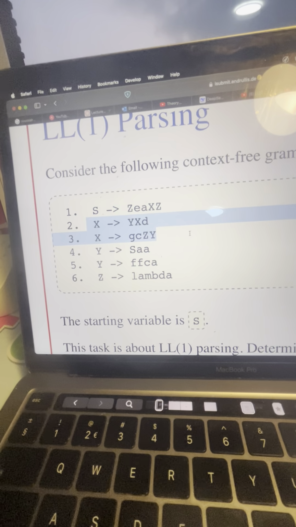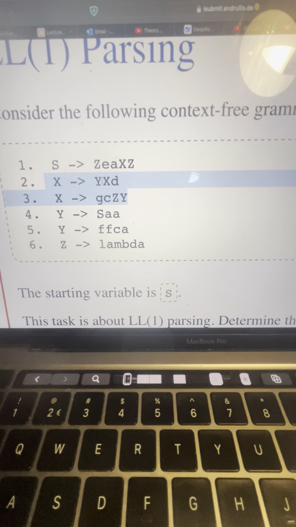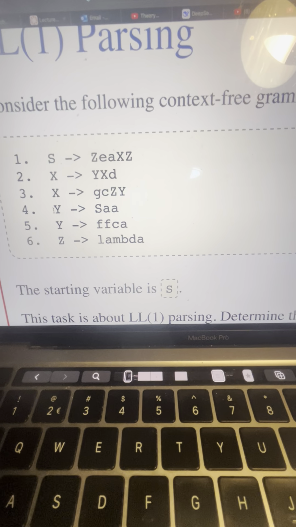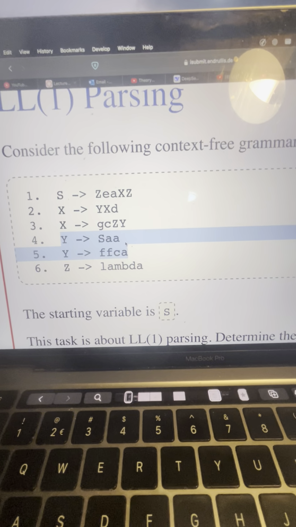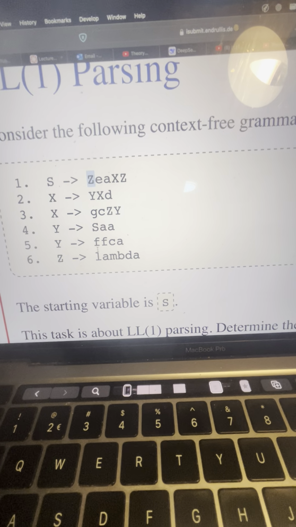Then we go to the X, okay, the X is only these two, it's G, so we can write G, it's small letter, and we have Y. So we go back to Y, first of Y is F, so we write F again, and then we go to S again, which we already have. We go to S is Z, we go to Z is lambda, so we have E. So G, F, E is our first of X.